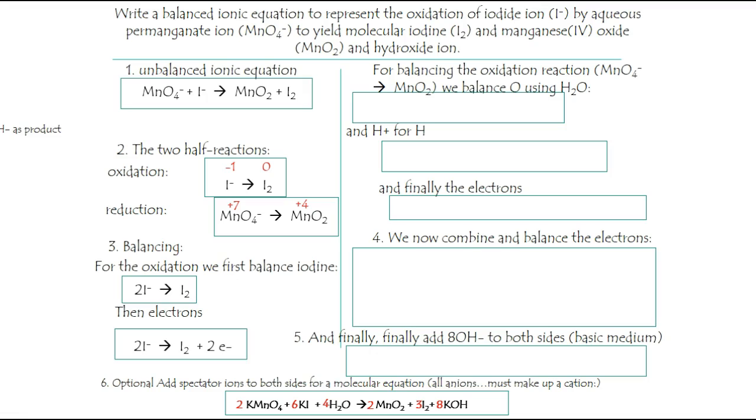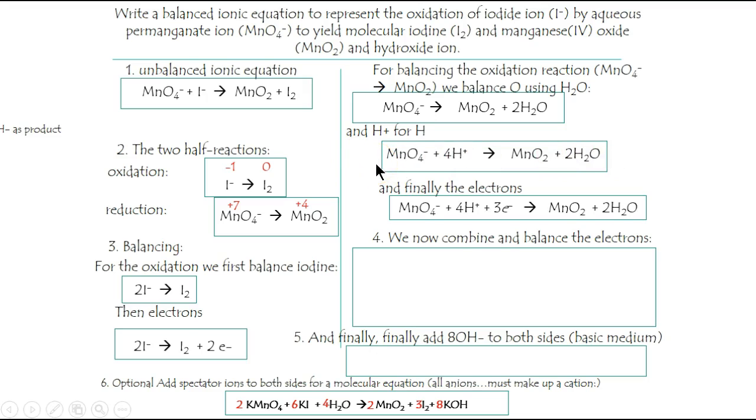Let's work on the reduction part. It said permanganate goes to MnO2, which is fine, except we need 2 more oxygens, so we add 2 water molecules. We now have 4 hydrogens to deal with. You may recall we add 4 H pluses to this side. And we're all messed up in terms of charge here. It looks like we are 3 plus here and 0 there, so we need to add 3 electrons to the left. And that's nice. We are now ready to combine.